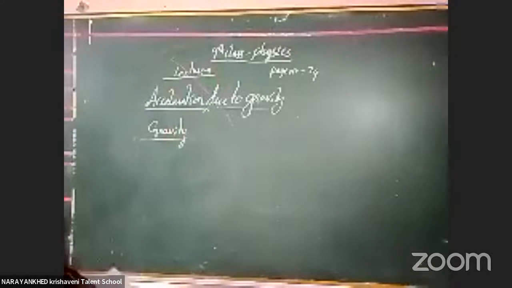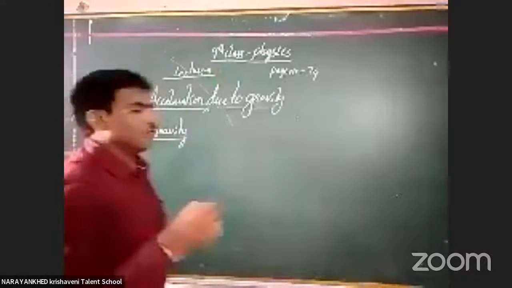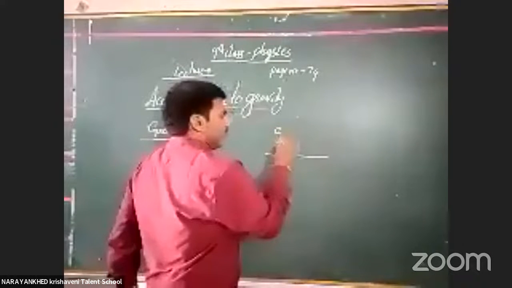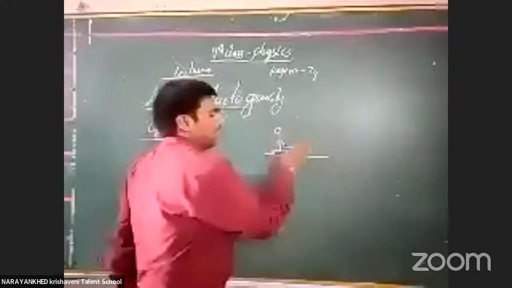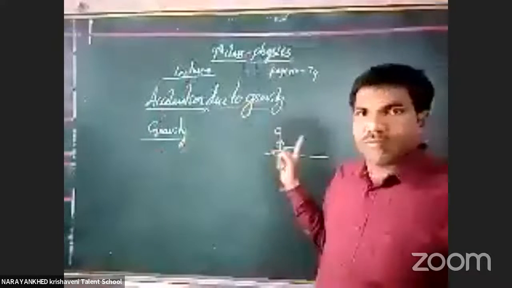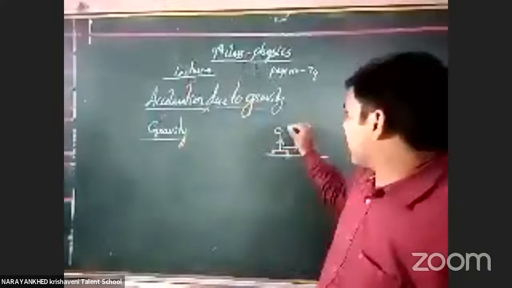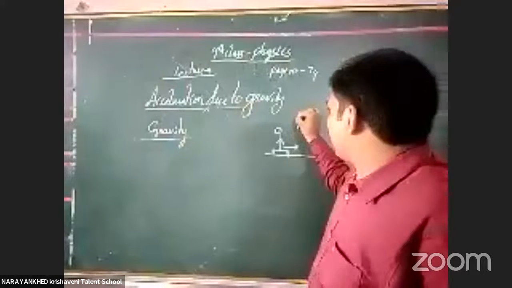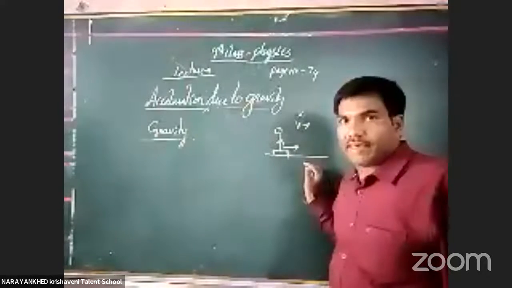All the students listen carefully. You know very well, yesterday we already discussed the equations of motion when the body is in linear motion. The velocity change is taken as v, and the position change is taken as x.